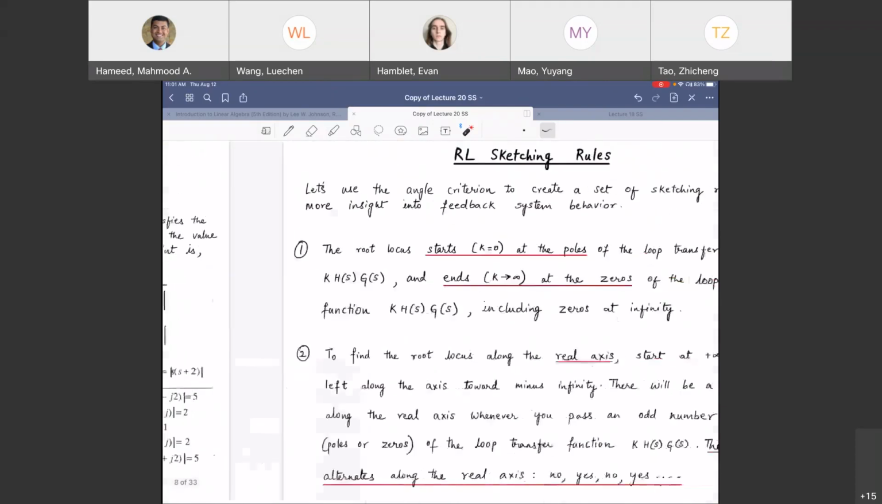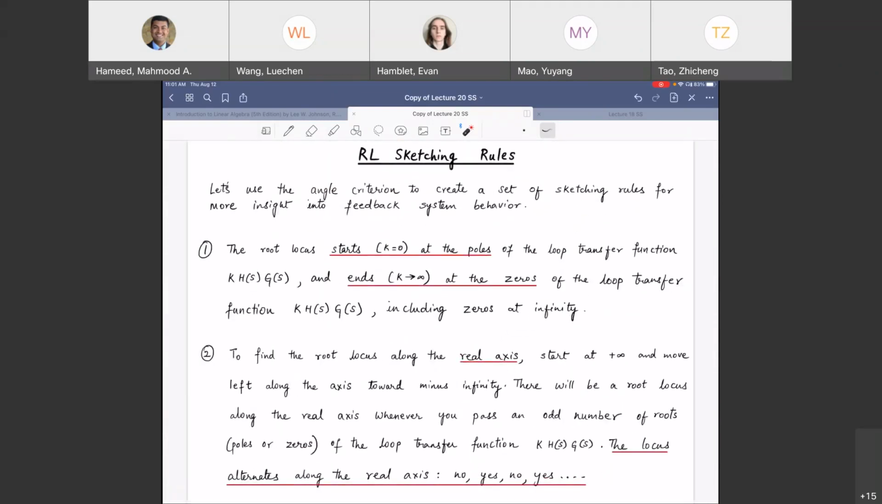All right. Let us talk about the rules now. Based on the angle criteria, we are going to formulate the rules. Now, some of these are going to be sort of without a proof. But what we are going to do is use these rules to sketch any root locus. So you tell me what the system is, tell me system dynamics, tell me feedback dynamics, and I will show you the root locus. And if I know the root locus, then I also know, pick any point, I'll tell you what that k value is.